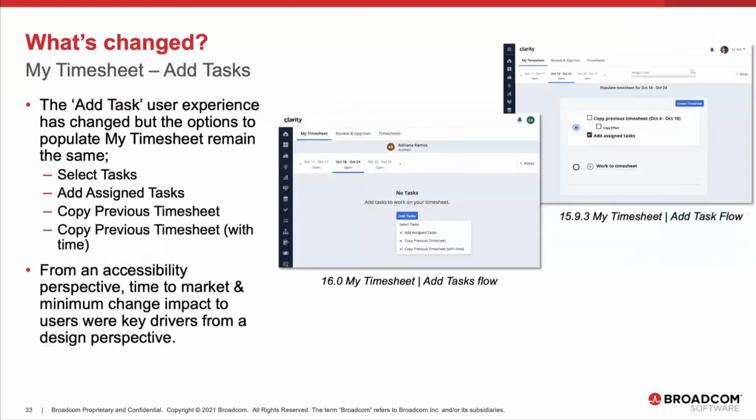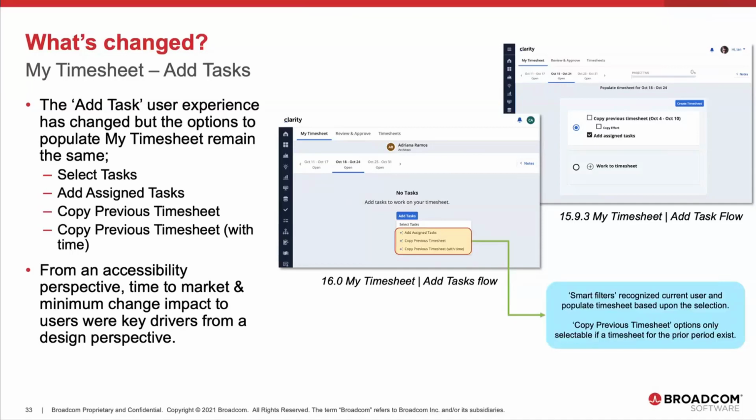Now, this is the key thing that I wanted to point out for users to be aware of, your customers to be aware of, that the add task flow has changed between 15.9.3 on the right and 16.0 in the center. You can see on the right, it was this box that allowed you to select multiple things to add work, add assigned tasks, copy the previous timesheet, or copy previous timesheet with time. All of those are there. They're just presented in a different manner. So we'll go into the details associated with that.